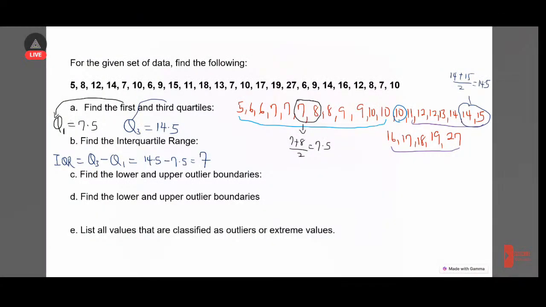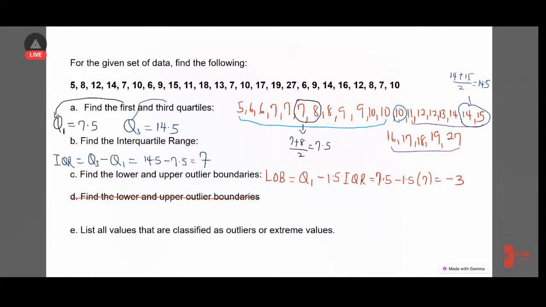Next, find the lower and upper outlier boundaries. I think this question was repeated twice. Find the lower and the upper outlier boundary. For the lower outlier boundary, I'm going to use LOB. The formula is Q1 minus 1.5 IQR. And this is Q1, which is 7.5, minus 1.5 multiplied by the interquartile range, which is 7. So this gives negative 3.